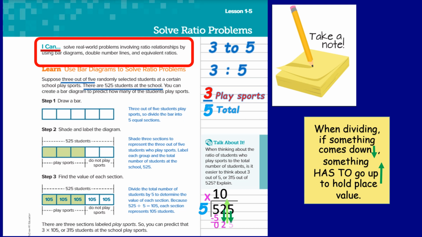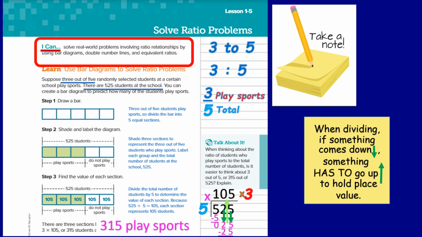Now I want to bring down my 5. And then I ask myself, how many times will 5 go into 25? And that is 5. So that's how we know that there are 105 students in each of the 5 equal groups. Okay? Once I do that, then we know that we're going to use 3 of those groups. So we're going to take the 105 and multiply by 3 to see how many total we're talking about in this scenario. So we have 105 times 3. That gives me my 315.